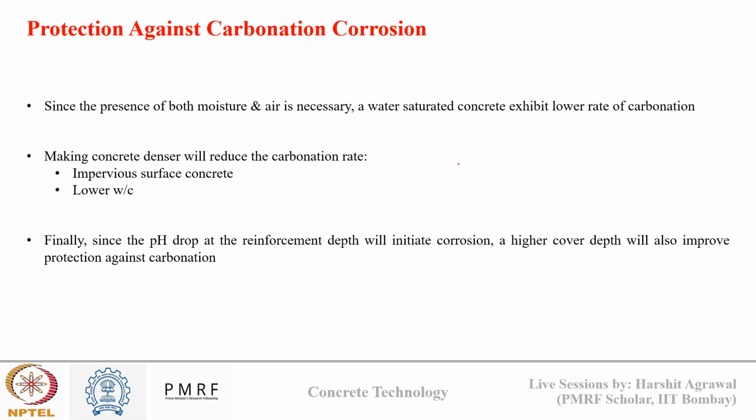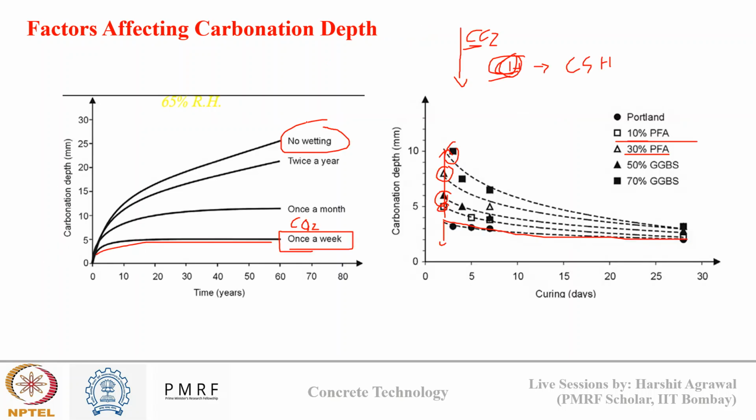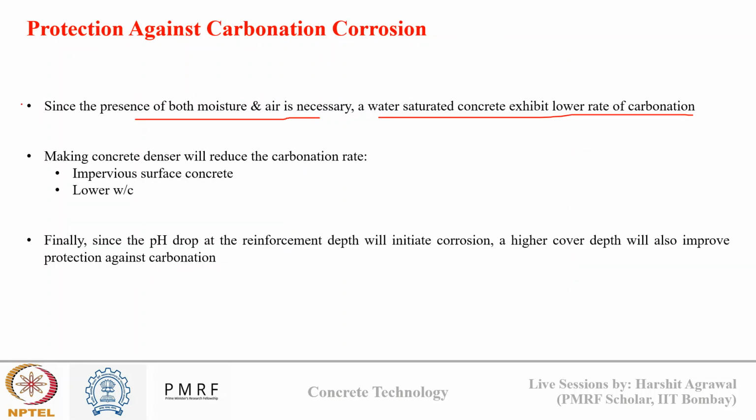Now, what can be done to protect against carbonation? Since both moisture and air are necessary, a water saturated concrete will exhibit a very low carbonation rate. That is clear to us from this wetting drying discussion. Making a concrete denser will also reduce the carbonation rate. If we can have an impervious surface concrete, or do a coating over the concrete surface, that can lower the carbonation rate.